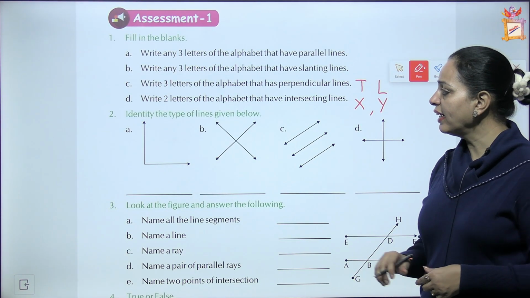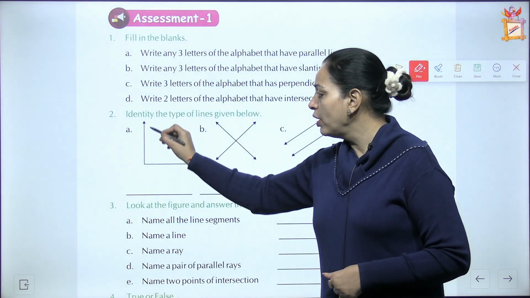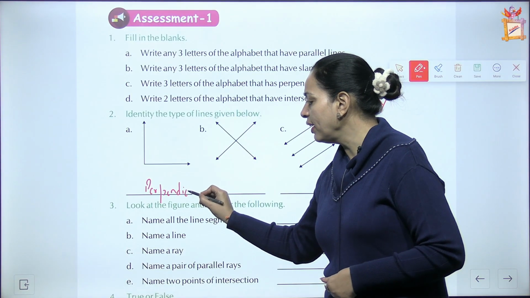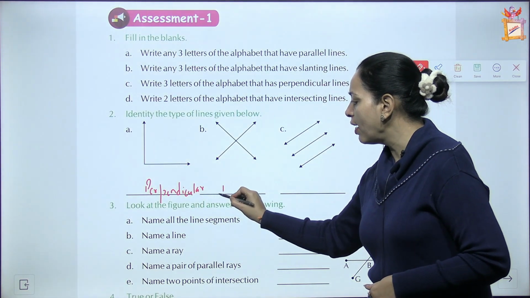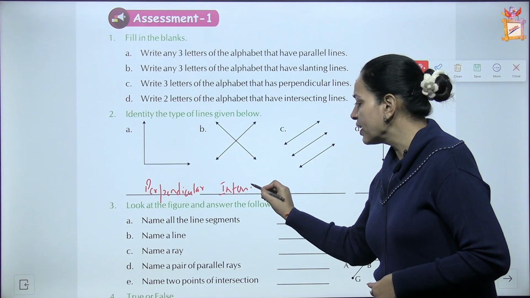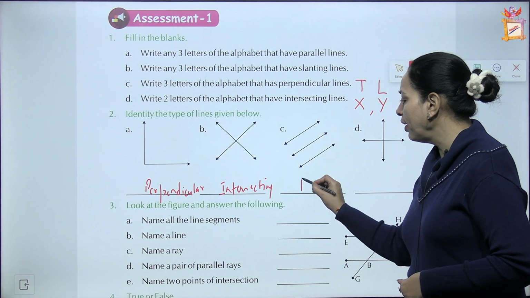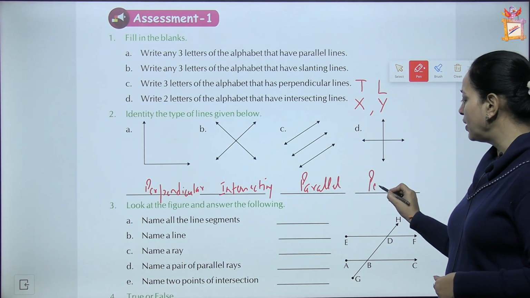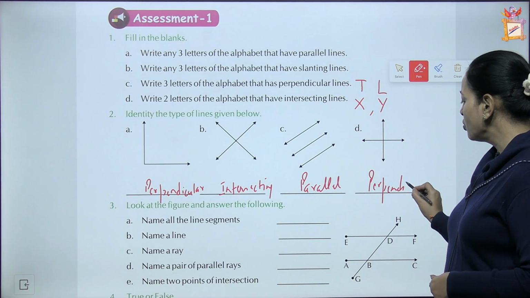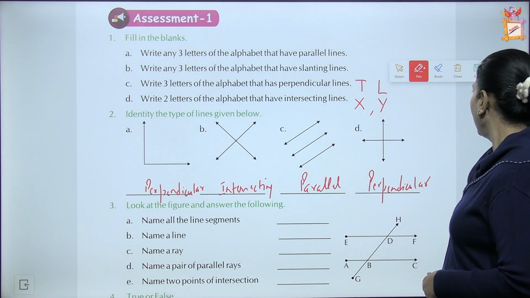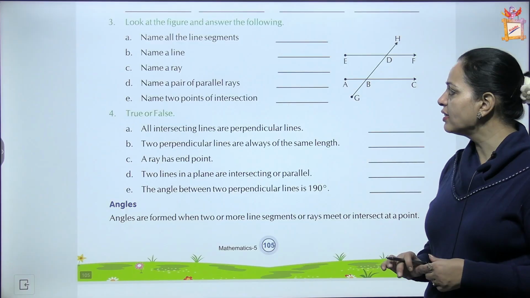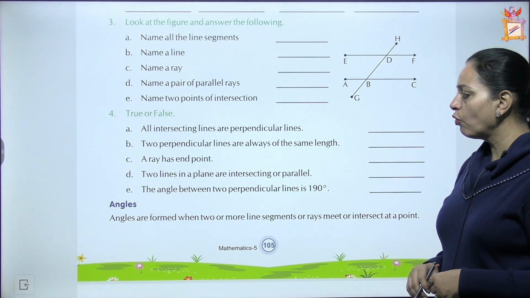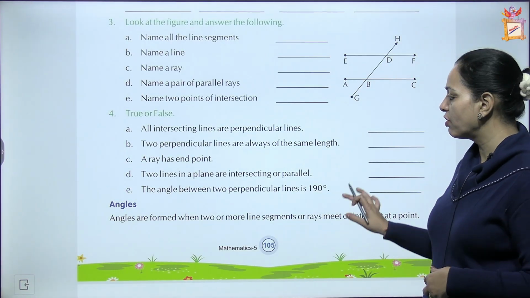Now the next, second: identify the type of lines given below. A part: the lines are perpendicular. They are making 90 degrees. B part: these are intersecting. And this one is parallel. And this one is perpendicular. I hope this is clear to you. Very interesting. Okay, now the third one: look at the figure and answer the question. Here one figure is given, you can try this. The fourth one: true or false. So some true and false statements you can try on your own.